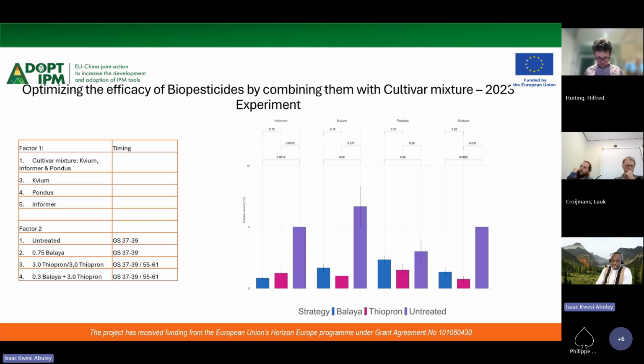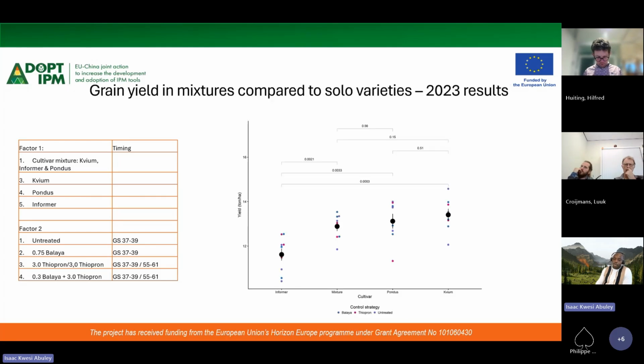Where we see a much more interesting result is the yield. What we see is that the most resistant variety, Informa, had the lowest yield across all treatments. And if you look at the mixture, even though the mixture did not give us the highest yield, it did not differ significantly from the best performing varieties.